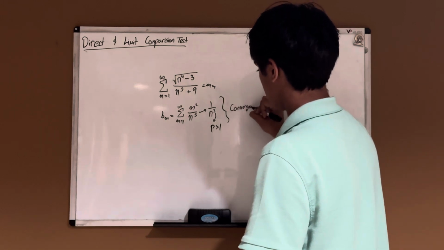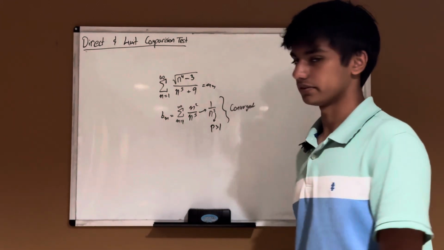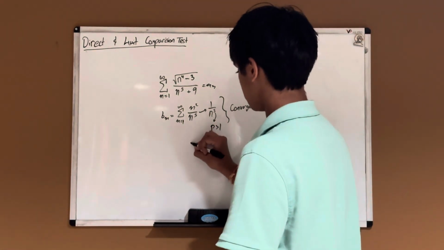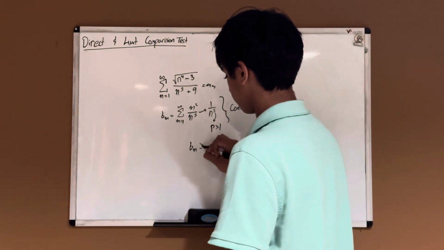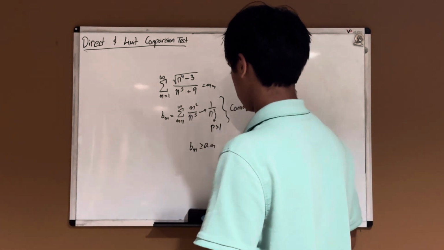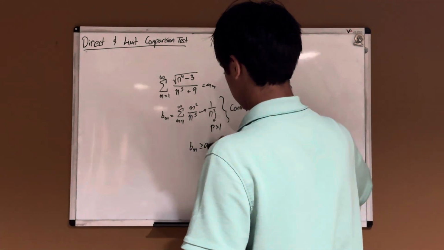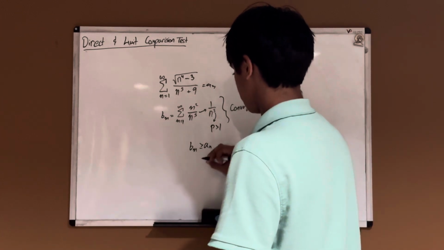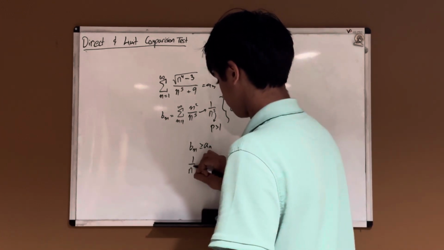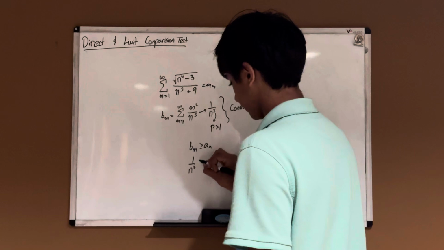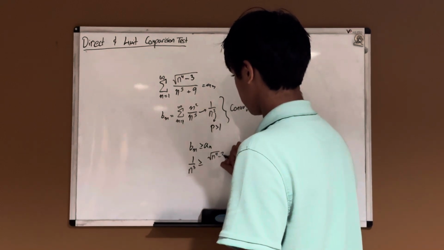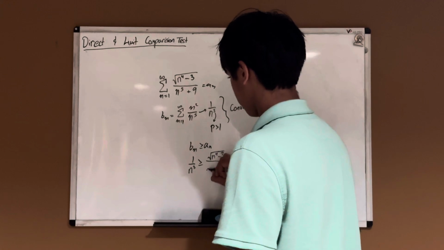Again, by the p-series test. So now, we prove that b of n is greater or equal to a of n, to make sure this series statement holds true. So we need to prove that 1 over n cubed is greater than the square root of n to the 4 minus 3, over n to the 5 plus 9.